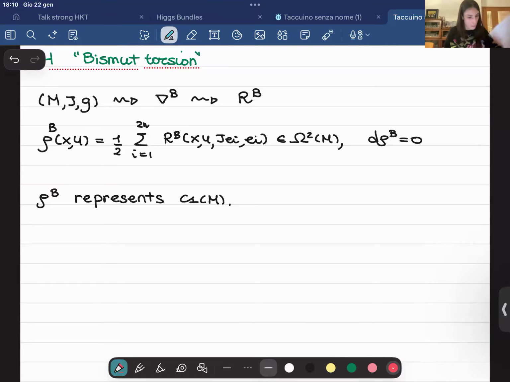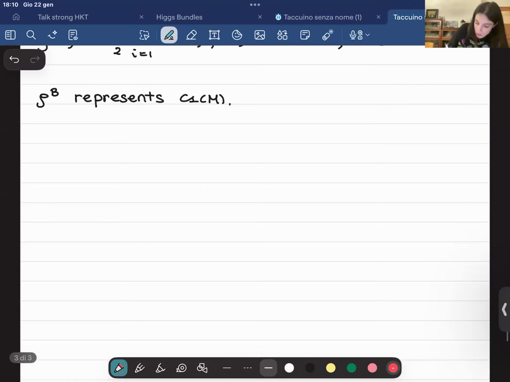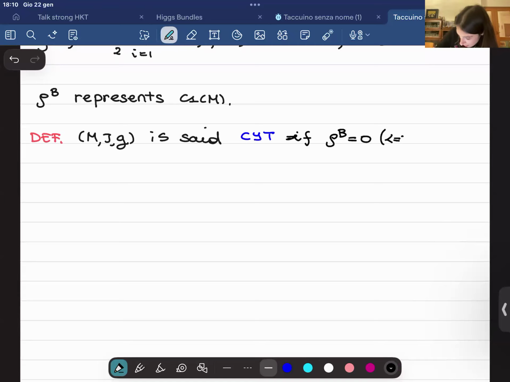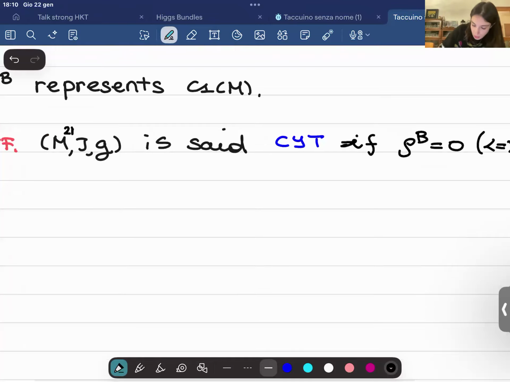I'm going to give the last definition in the Hermitian case, and then we will move to the hyperhermitian one. It's just a definition that a Hermitian structure is said to be Calabi-Yau with torsion whenever rho^B is equal to 0. And this condition is equivalent to asking that the restricted holonomy of the Bismut connection is inside SU(n), where n is the complex dimension of the manifold. So here I'm in this situation.